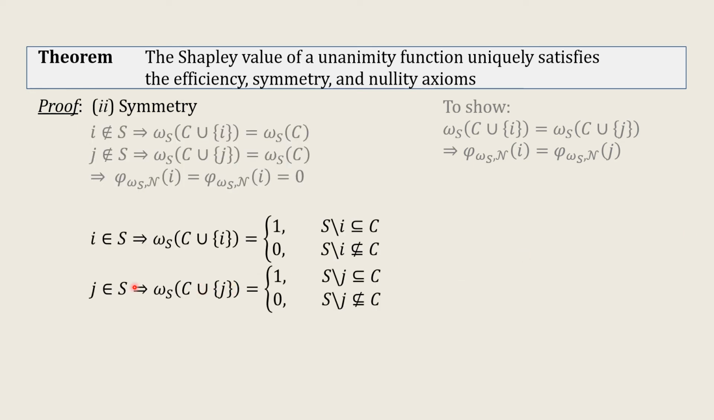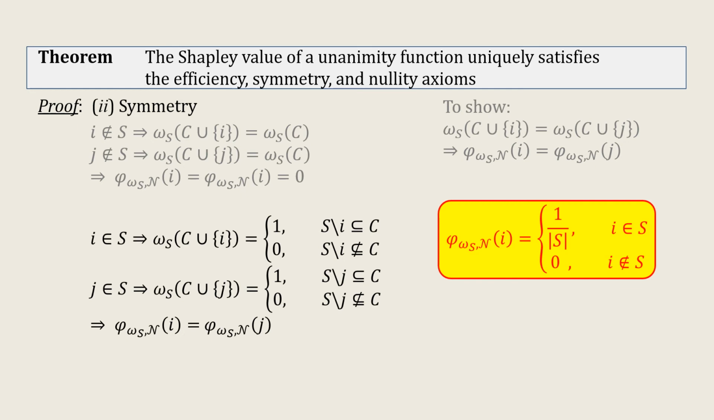Now consider the situation where I and J belong to the subset S. Now, when C contains everything in S except agent I, then omega of C union I is equal to 1. Otherwise, if some other agents in S are missing from C, then omega of C union I is equal to 0, and likewise for J. So in both cases, omega of C union I is equal to omega of C union J. So in both cases, from this expression, again, we can see that psi I will be equal to psi J. So we have proved symmetry.